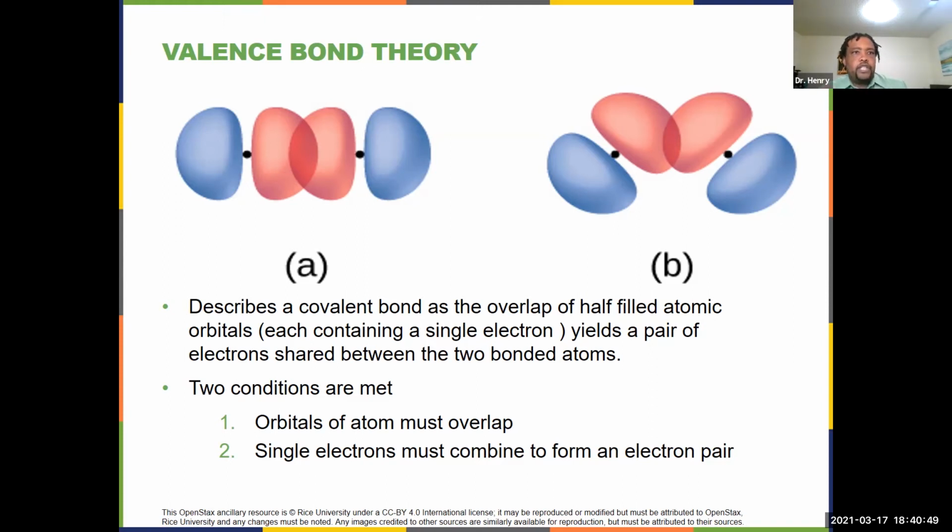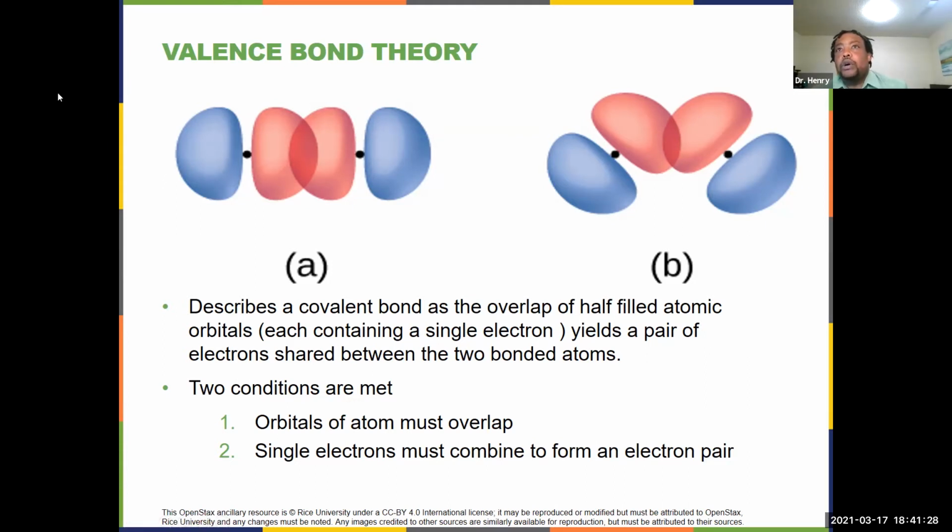So basically, for covalent bonds, the orbitals of the electrons overlap with each other so that the electrons can be shared. There have to be two conditions met for this to take place. The first condition is that the orbitals of the atoms must overlap, and the second condition is that each of those orbitals has to have at least one electron in it so that they can be shared and form that pair.